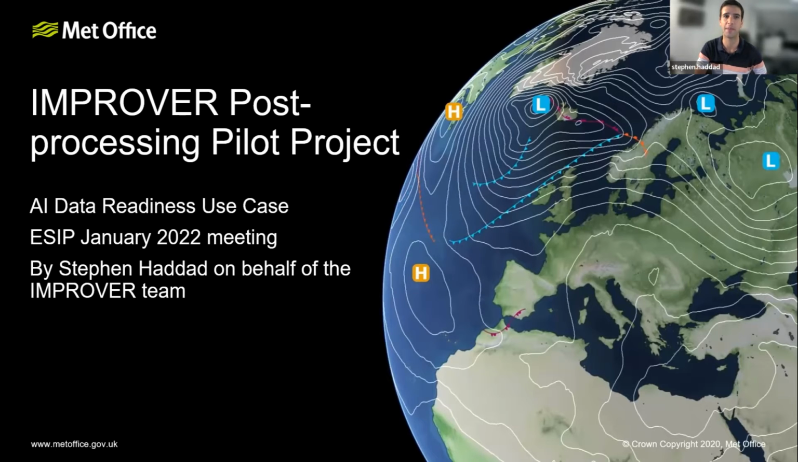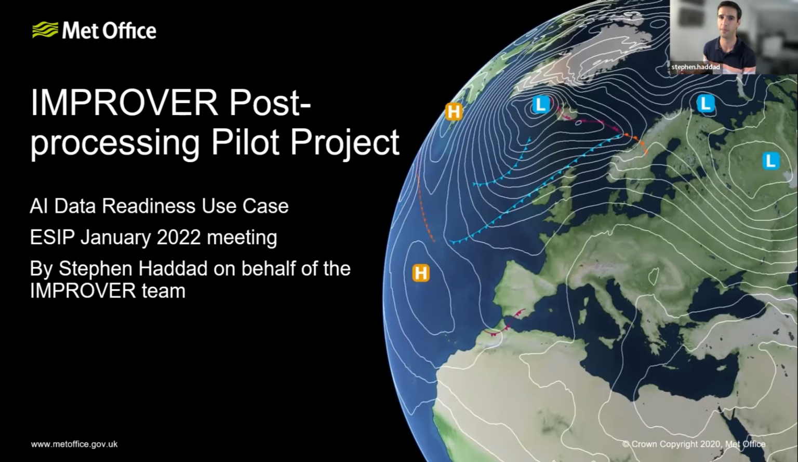Hello, my name's Stephen Heller, and I'm a scientific software engineer at the Met Office in a group called the Informatics Lab. And I'm presenting today on behalf of some of my colleagues who've worked on the Improver post-processing system at the Met Office and a pilot project to use machine learning to improve site-specific temperature forecasts. That's the use case we're thinking about today.